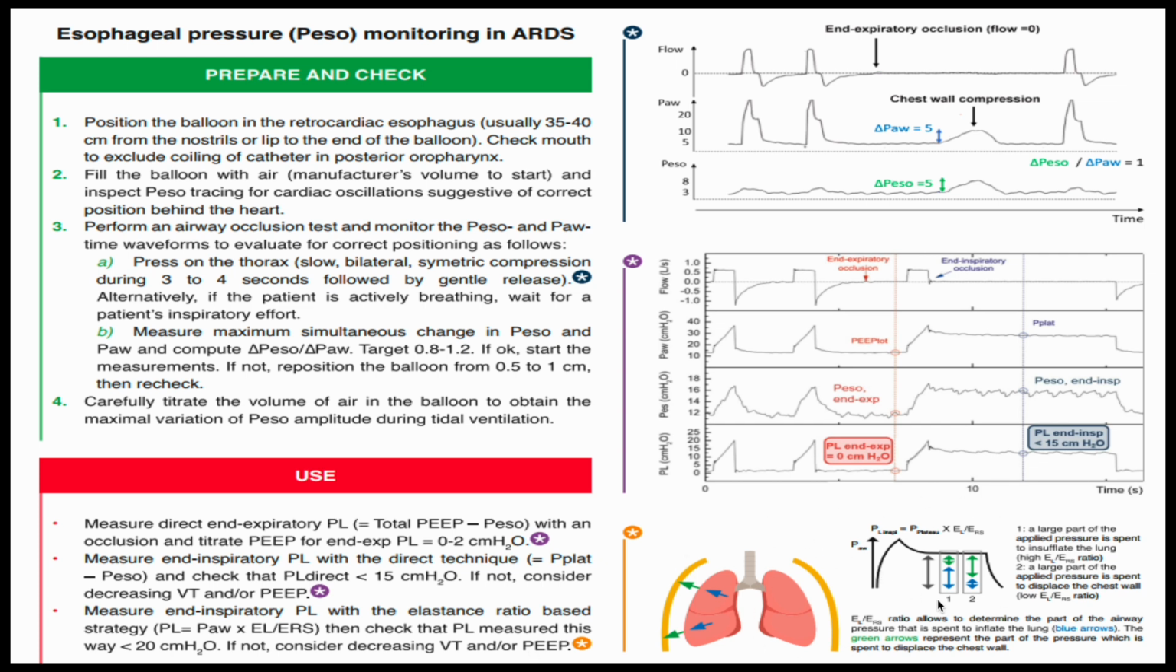So this is what the diagram shows. Here the blue line indicates the pressure that is applied for the inflation of the lungs, and green indicates the pressure that is applied for the distension of the chest wall. So the ratio helps us in identifying how much pressure we are giving to the lungs and how much pressure we are giving to the chest wall. This strategy is to be used for the non-dependent part of the lung, and for PEEP titration we use the direct measurements.